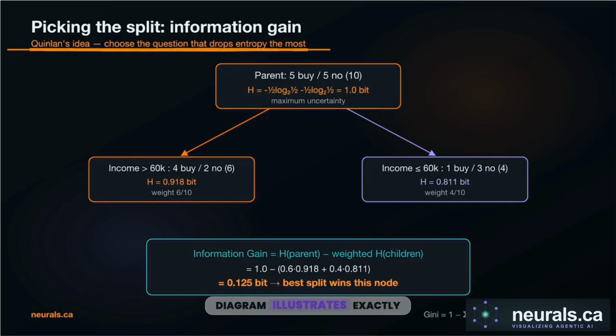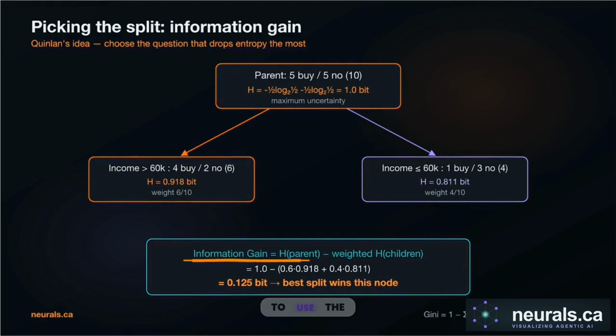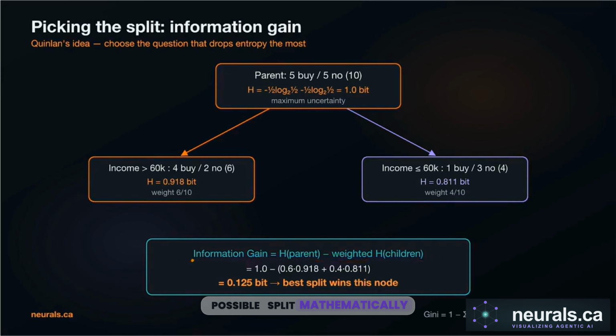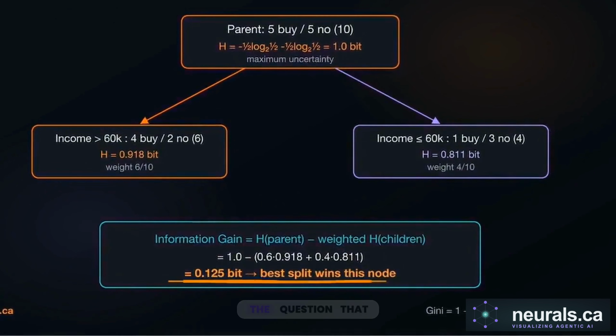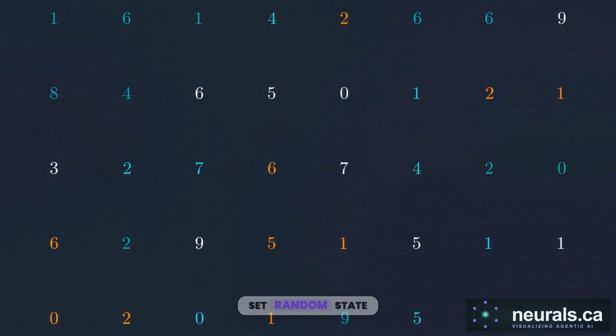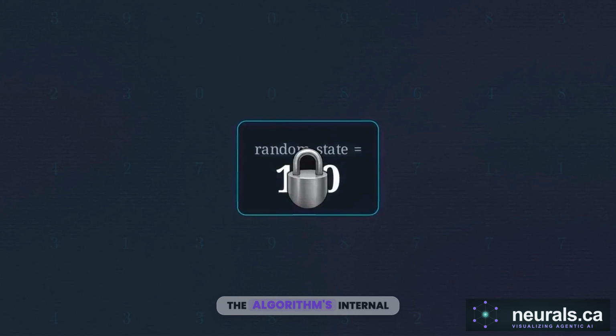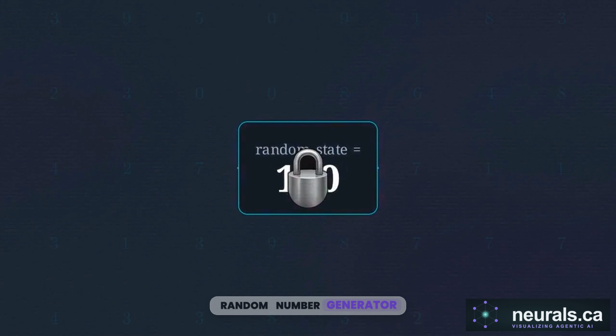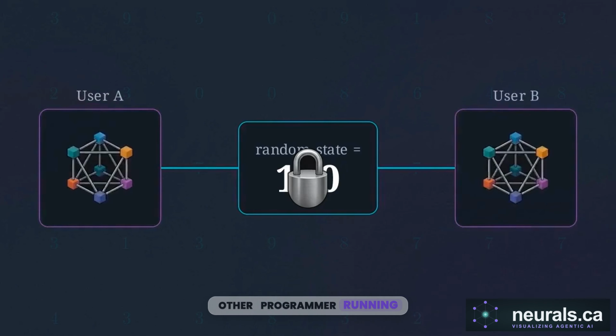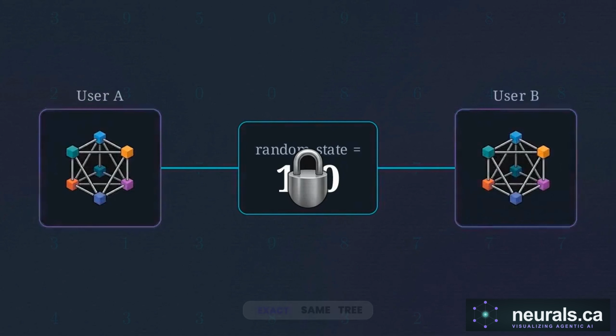This diagram illustrates exactly what our first parameter, criterion equals entropy, does. It commands the model to use the information gain formula to evaluate every possible split, mathematically forcing the tree to always choose the question that drops uncertainty the most. Next, we set random state equals 100. This acts as a strict lock on the algorithm's internal random number generator, ensuring that any other programmer running this exact code will get the exact same tree.